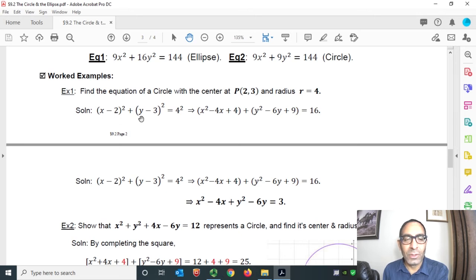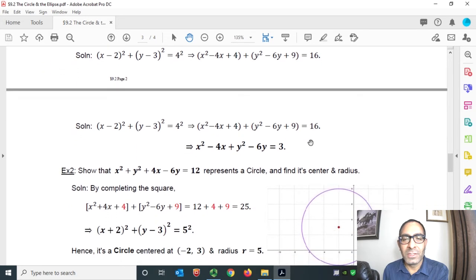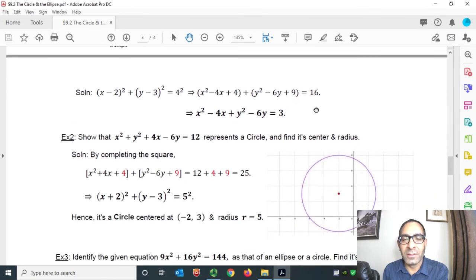Then let's FOIL this in the next step. So (x minus 2) squared becomes x squared minus 4x plus 4. Similarly, the plus as it is, (y minus 3) squared becomes y squared minus 6y plus 9. This equals, on our right hand side, 4 squared which is 16. Great. So let me scroll down. Oh, this is the same line here.